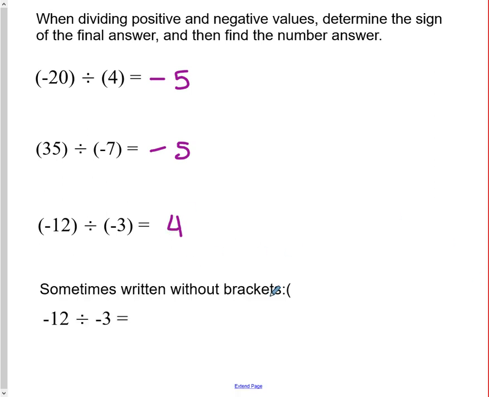Now I want to warn you that sometimes things are written without brackets, like this one here, negative 12 divided by negative 3. It's still 4, the answer's still the same, but to me that's a little bit sloppy. It's hard to tell what's what, it would be easy to get mixed up, so throw brackets around things like that. That's going to make things a lot easier to manage, a lot easier to look at. Throwing brackets around that would be much preferable when you're writing your answers.